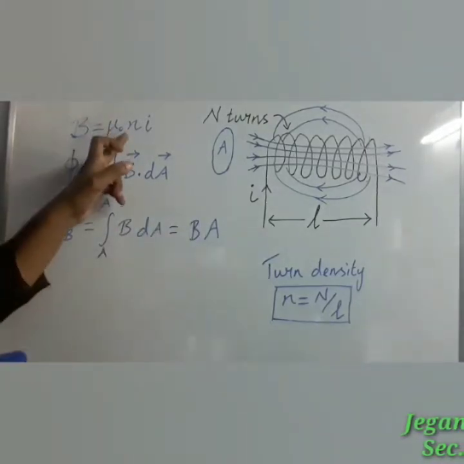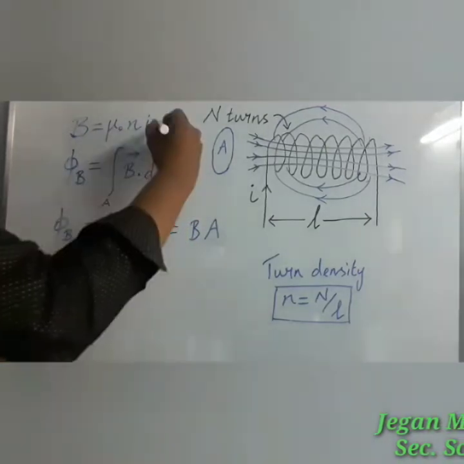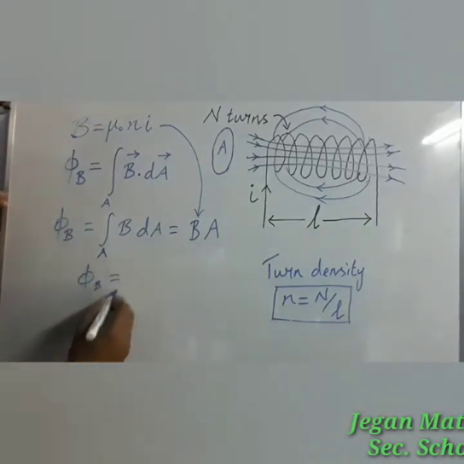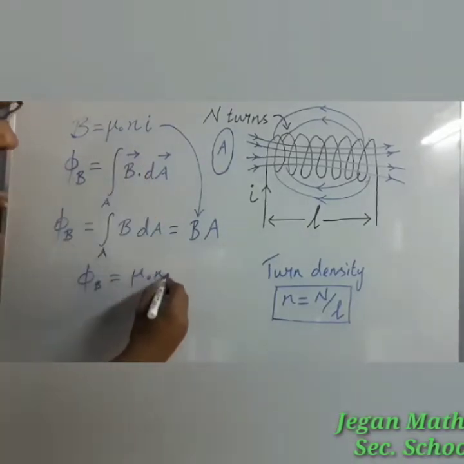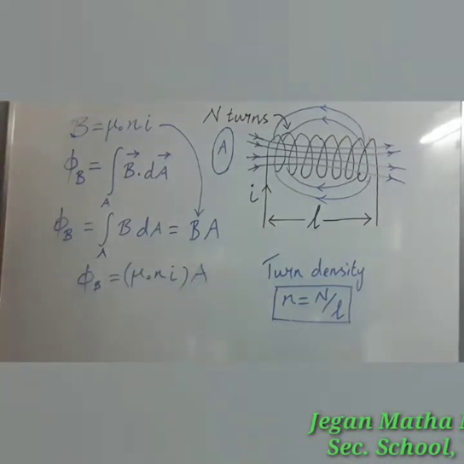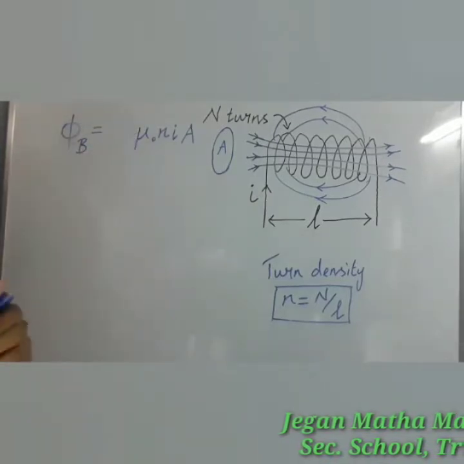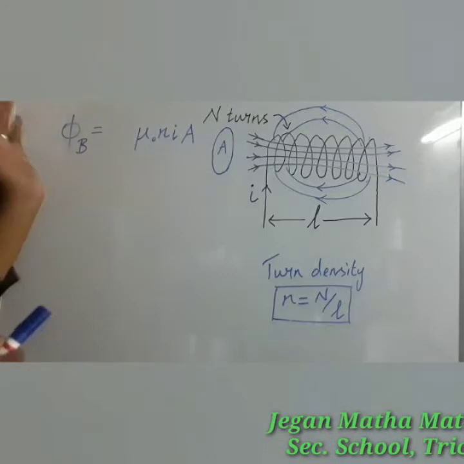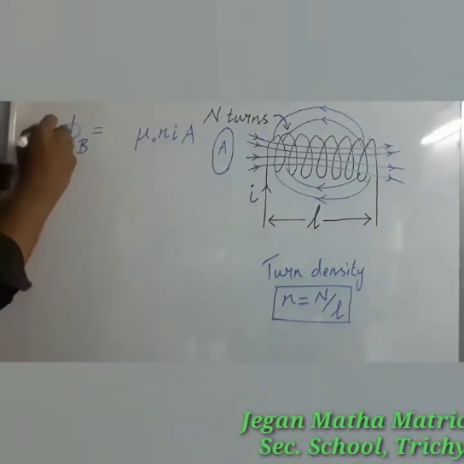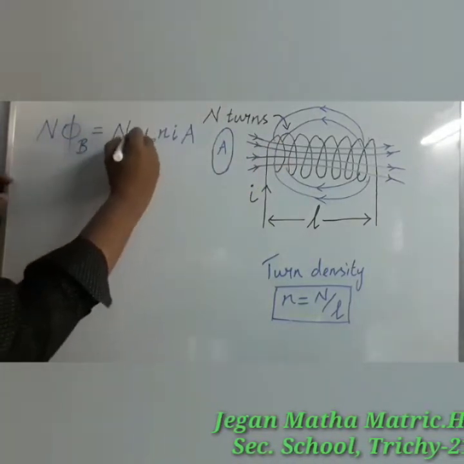In the first expression I have written the value of the magnetic field. That expression can be substituted in this equation. So what will be the value? Phi B equals mu naught n I, substituting the value of B, into A. I have rewritten the expression for the magnetic flux. On both sides we have to multiply by the number of turns in the solenoid. So on the left hand side I am going to multiply N, where N is the number of turns in the given solenoid, and the right hand side also has to be multiplied by N.